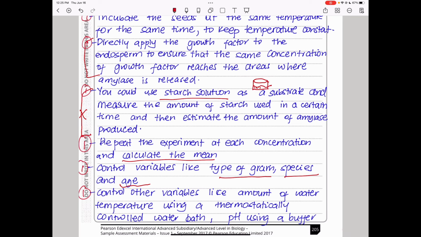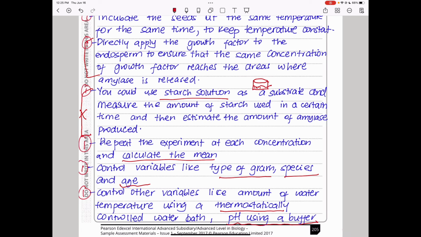And then the next part, we can control variables like the amount of water. Now, these ones are the abiotic variables, like the amount of water and the temperature. We can control temperature using a thermostatically controlled water bath, and pH can be controlled using a buffer. So that is how you can answer this kind of question.